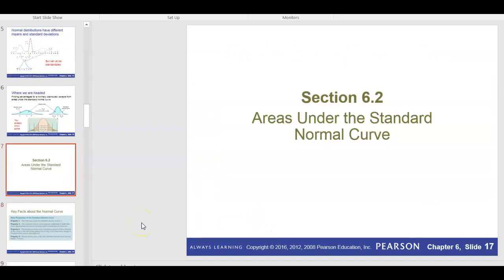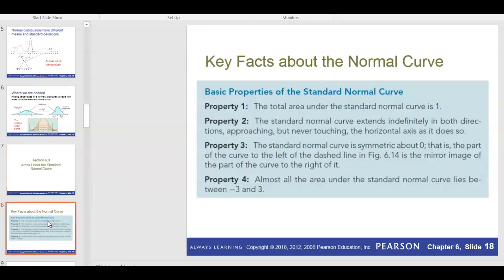So now we're going to be moving into 6.2, where we're going to be focusing on the area underneath the standard normal curve. The reason we would normalize and standardize a curve is so that we can find the area underneath it. Let's go through some of the basic properties of a normal curve first. The first property is that the total area under the curve is 1. That's all the probabilities, so that's 100% of the people in a survey, or 100% of the observations are within the normal curve.